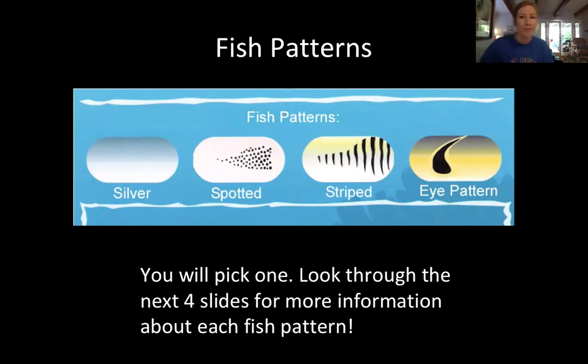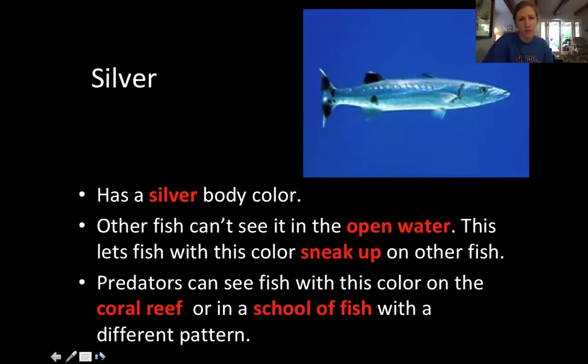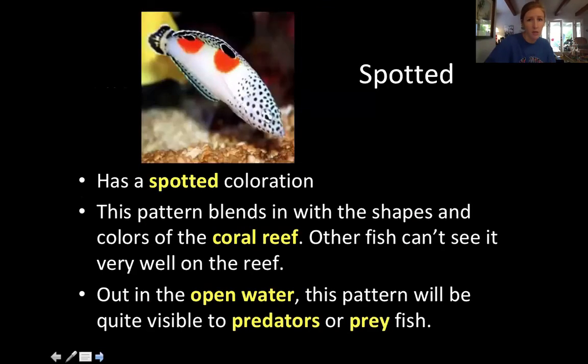Okay, remember the eye pattern? I'll show you the picture. So we have silver. To do that, you just need a pencil or gray crayon. You can shade your fish in. Spotted, there's all these little spots on the front. It looks like two more colorful spots on the back with some spots on the fins.